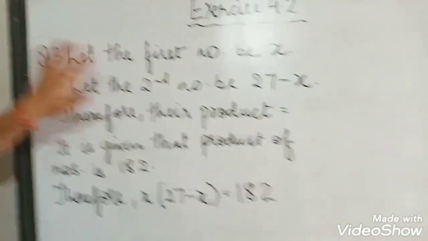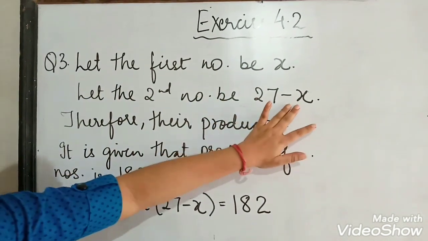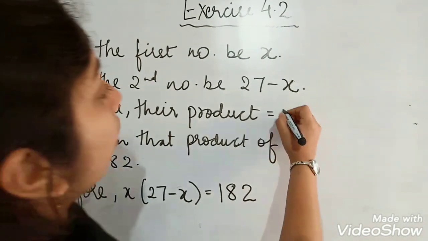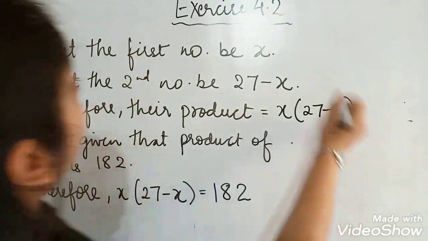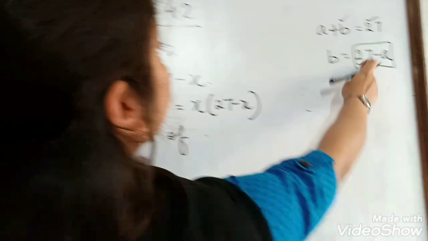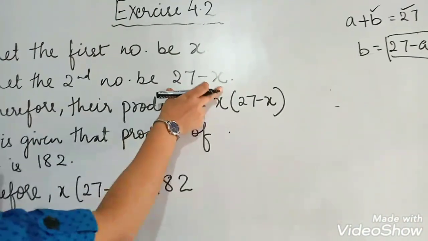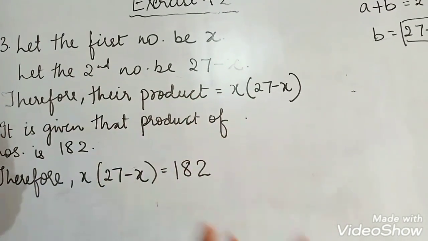So let the first number be x, let the second number be 27 minus x. Therefore their product will be how much? x multiplied by 27 minus x. I have taken the first number to be x, and the second number will be 27 minus the first number, isn't it? So the first number is x, the second number will be 27 minus x, and the product needs multiplication.